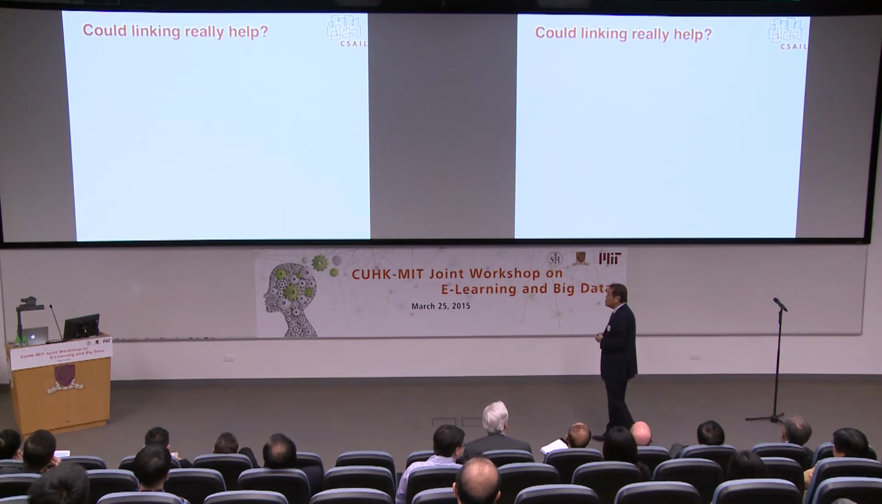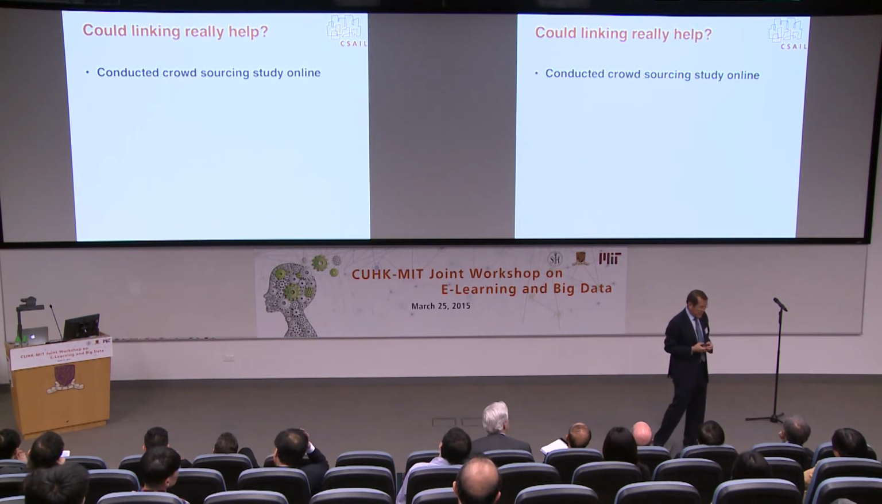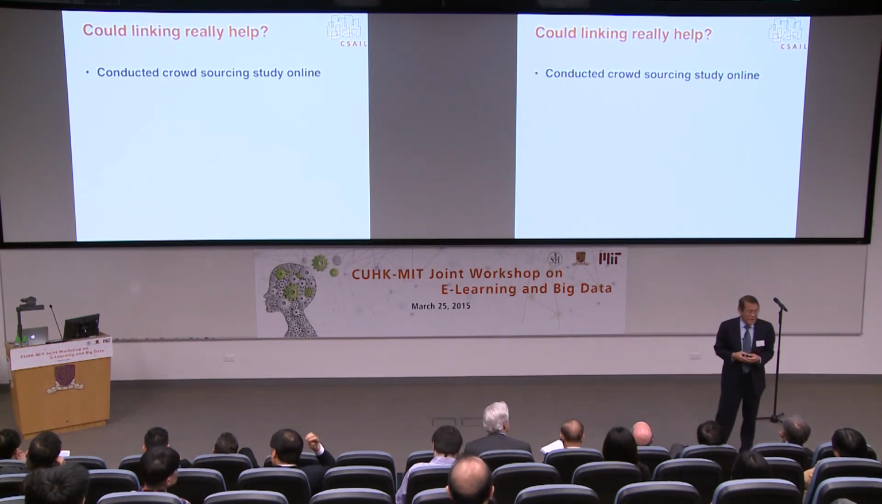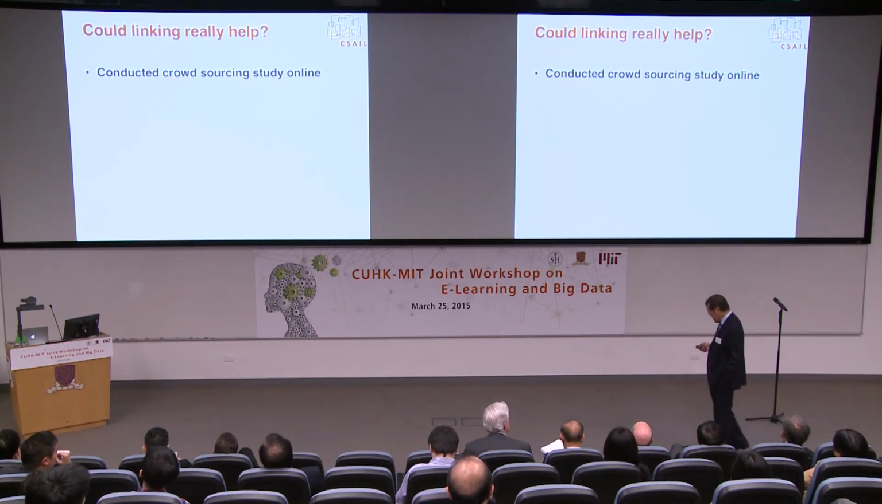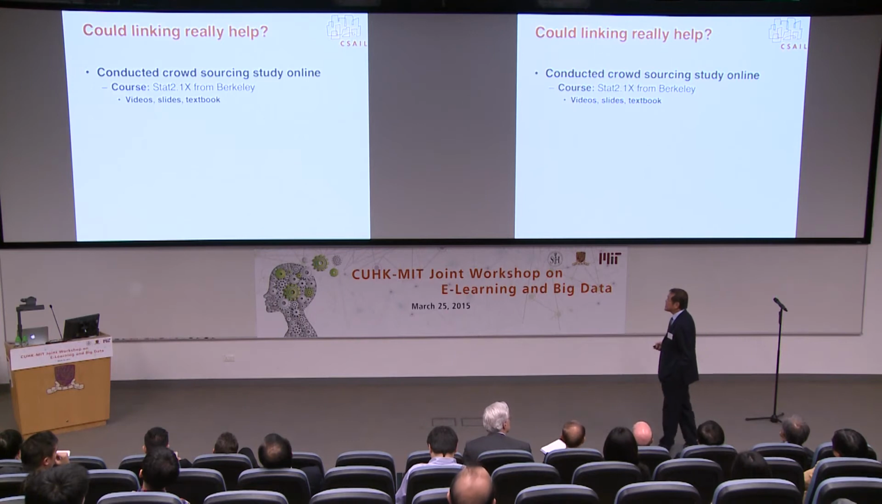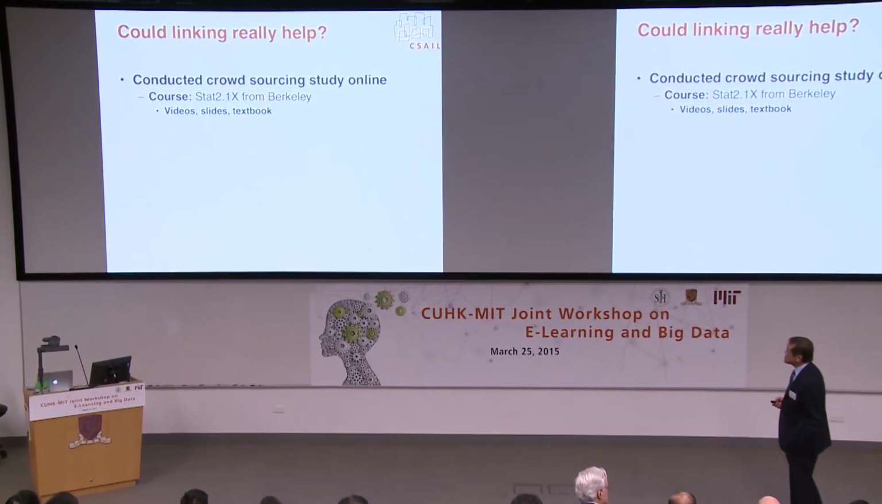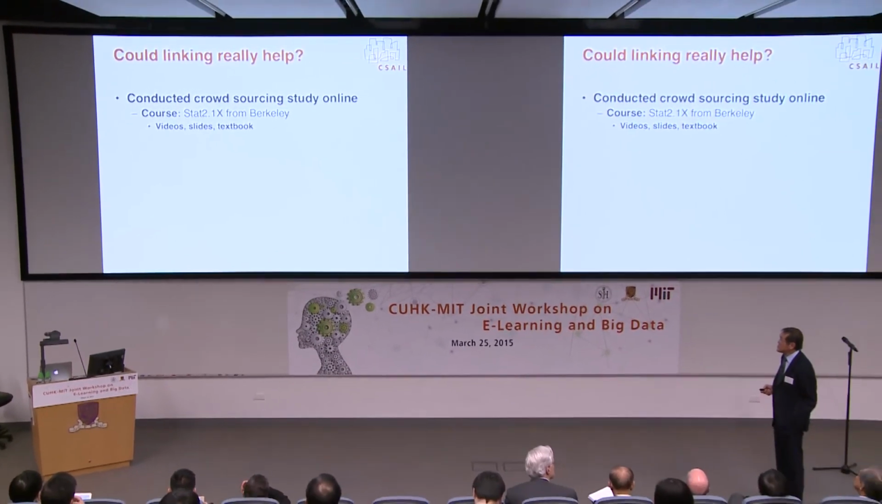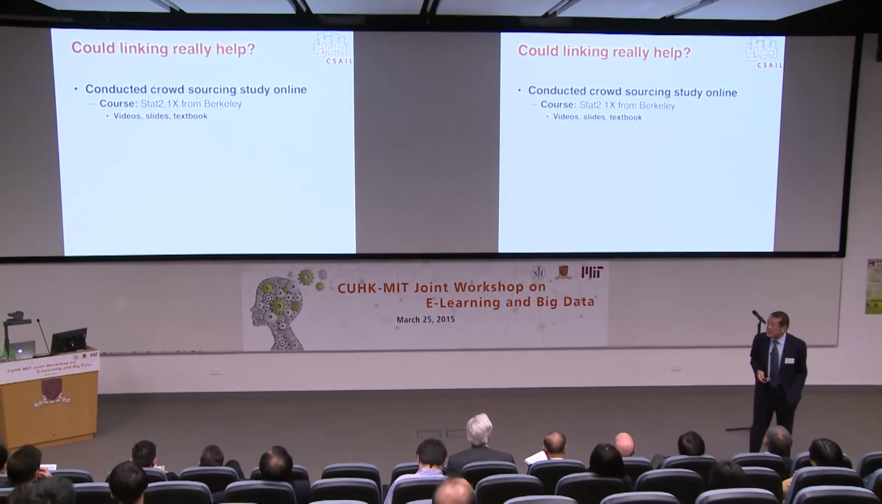So could it really help? And what we're trying to do is to conduct a crowdsourcing experiment. You have heard Rob Muller talk about that, so I won't elaborate. So what we're trying to do is to take a course. In this particular case, we look at a statistics course from UC Berkeley. And it has videos, it has slides, it has textbooks, and this kind of thing.